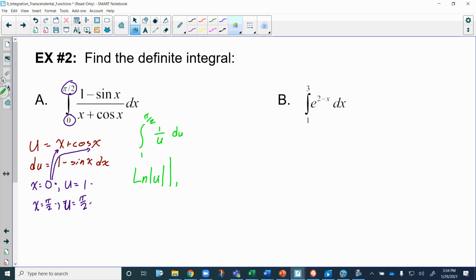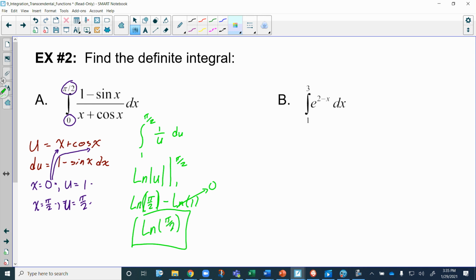We're evaluating it from 1 to pi over 2. So in this case, we're going to say natural log of the upper bound, pi over 2. And I guess we don't really need brackets or absolute value there. We can probably just put parentheses because that'll give me a positive value. Minus the natural log of 1. And the natural log of 1 is 0. So natural log of pi over 2 is what we're going to wind up with for our accumulated value.